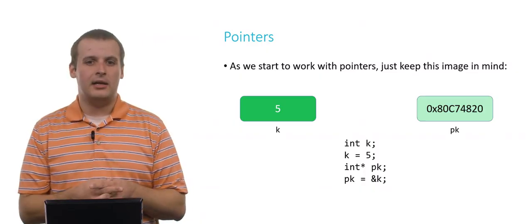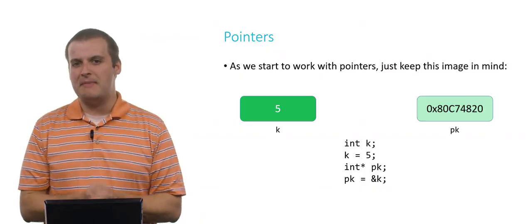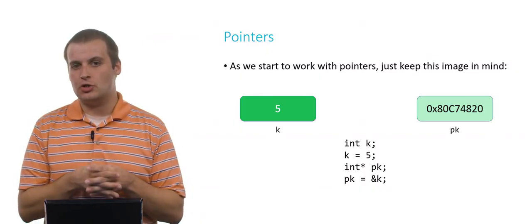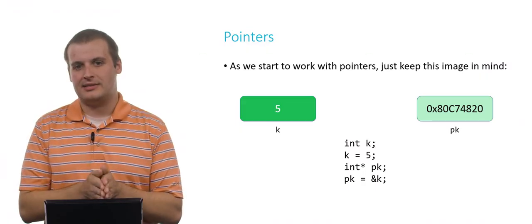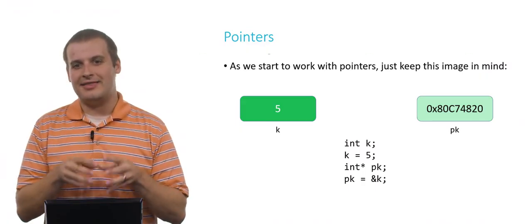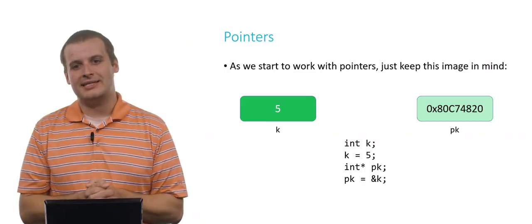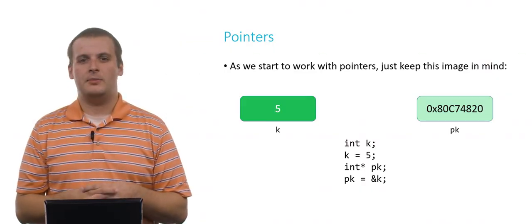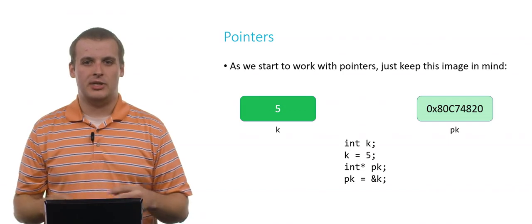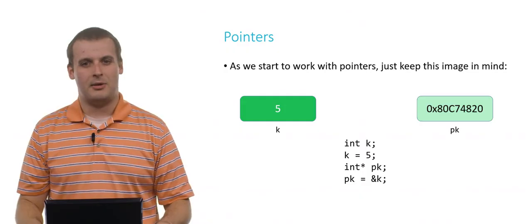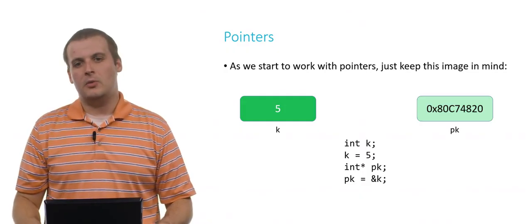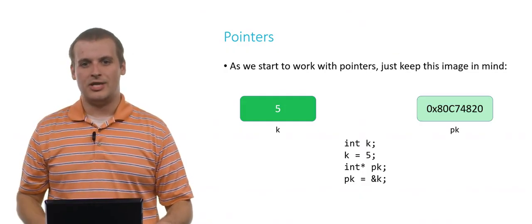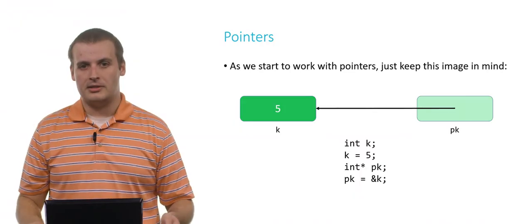So I'm sticking where k lives in memory, its address, the address of its bytes. All I'm doing is saying that value is what I'm going to put inside of my box called pk. And because these things are pointers, and because looking at a string like 0x80c74820 is probably not very meaningful, when we generally visualize pointers, we actually do so as pointers.